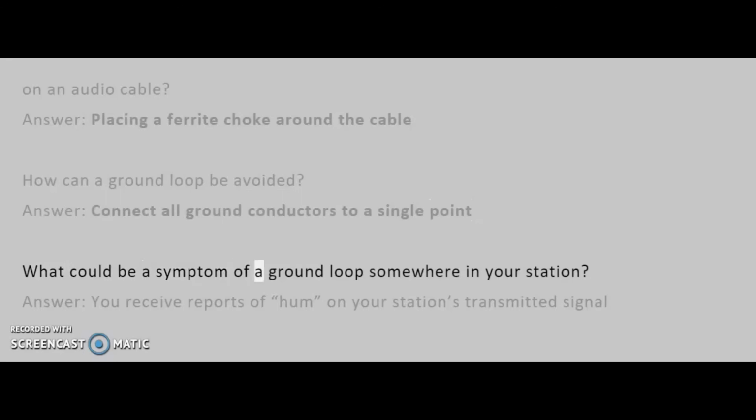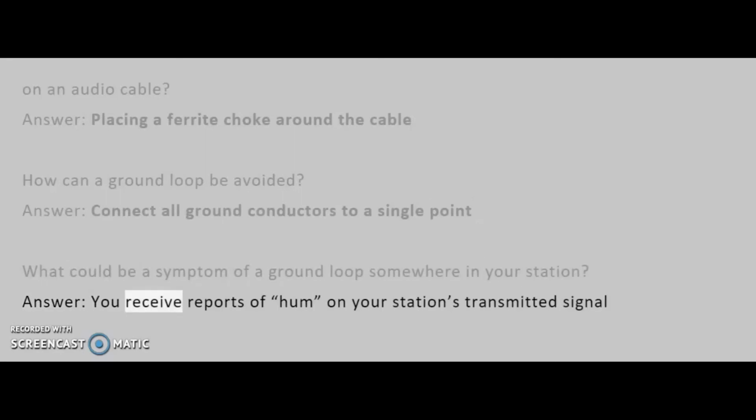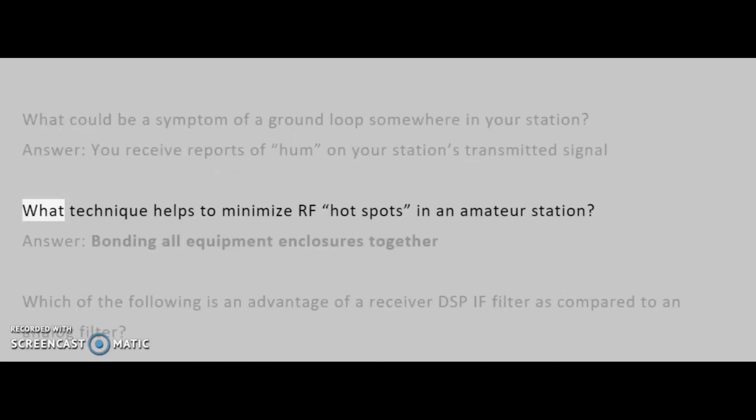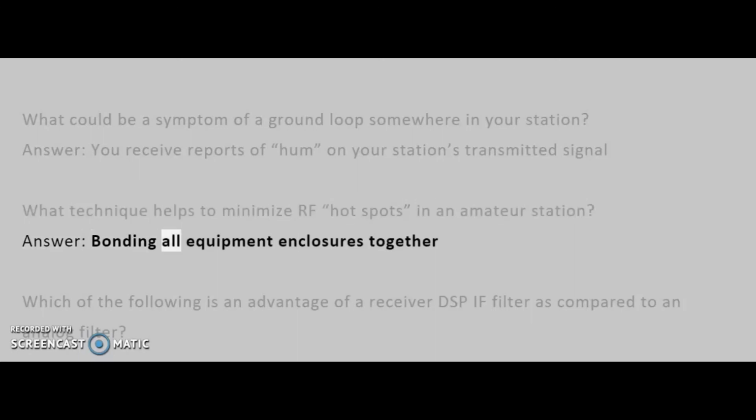What could be a symptom of a ground loop somewhere in your station? Answer: you receive reports of hum on your station's transmitted signal. What technique helps to minimize RF hotspots in an amateur station? Answer: bonding all equipment enclosures together.